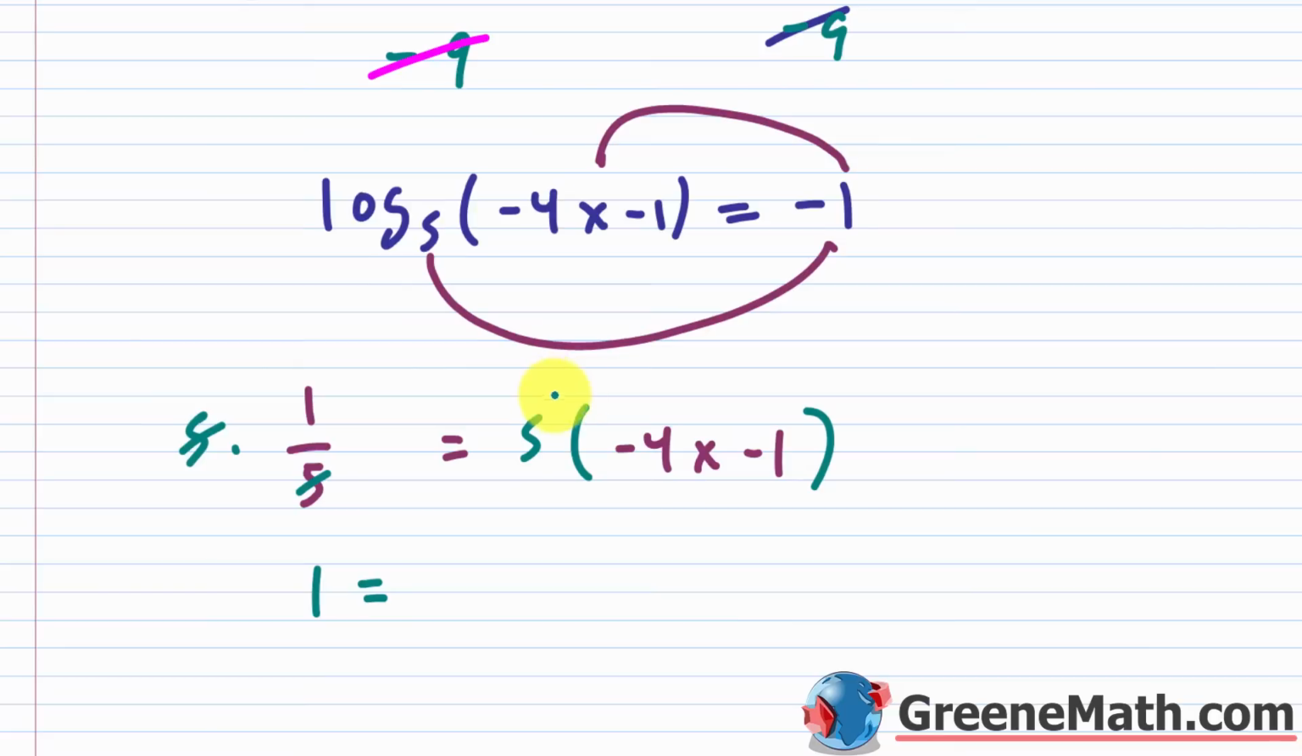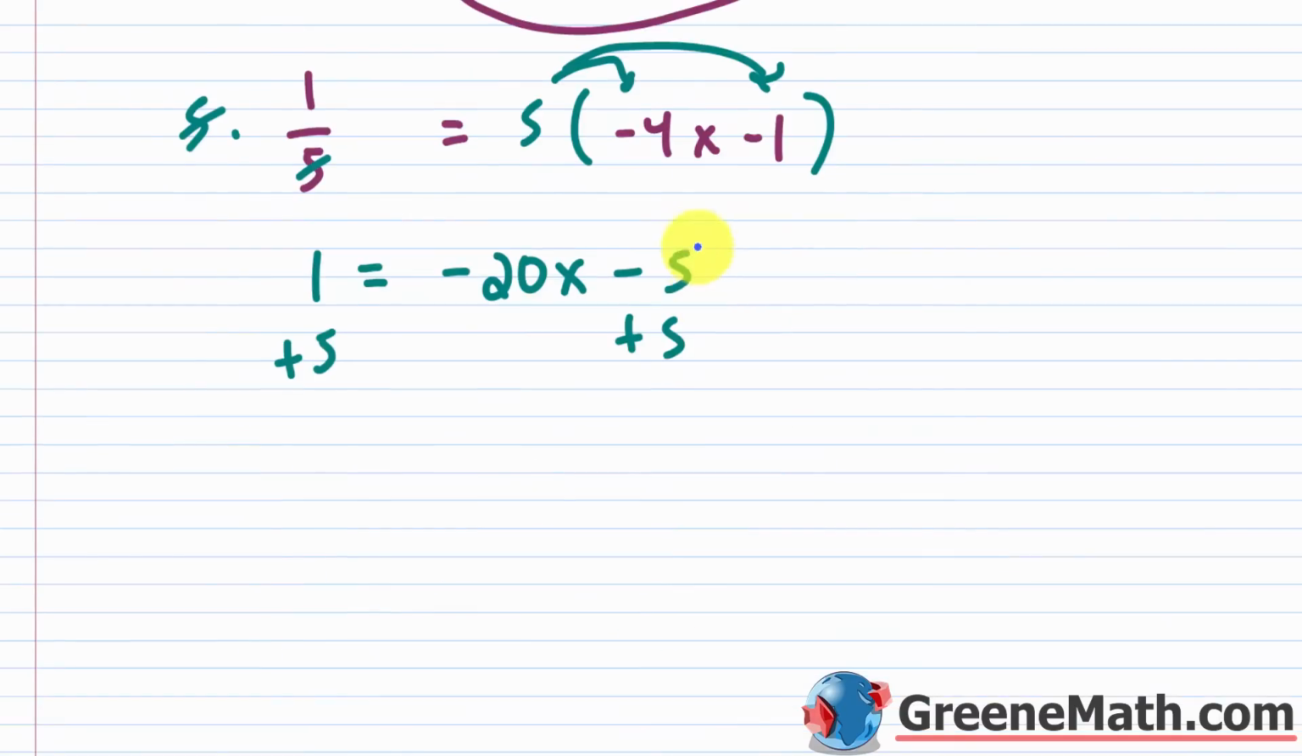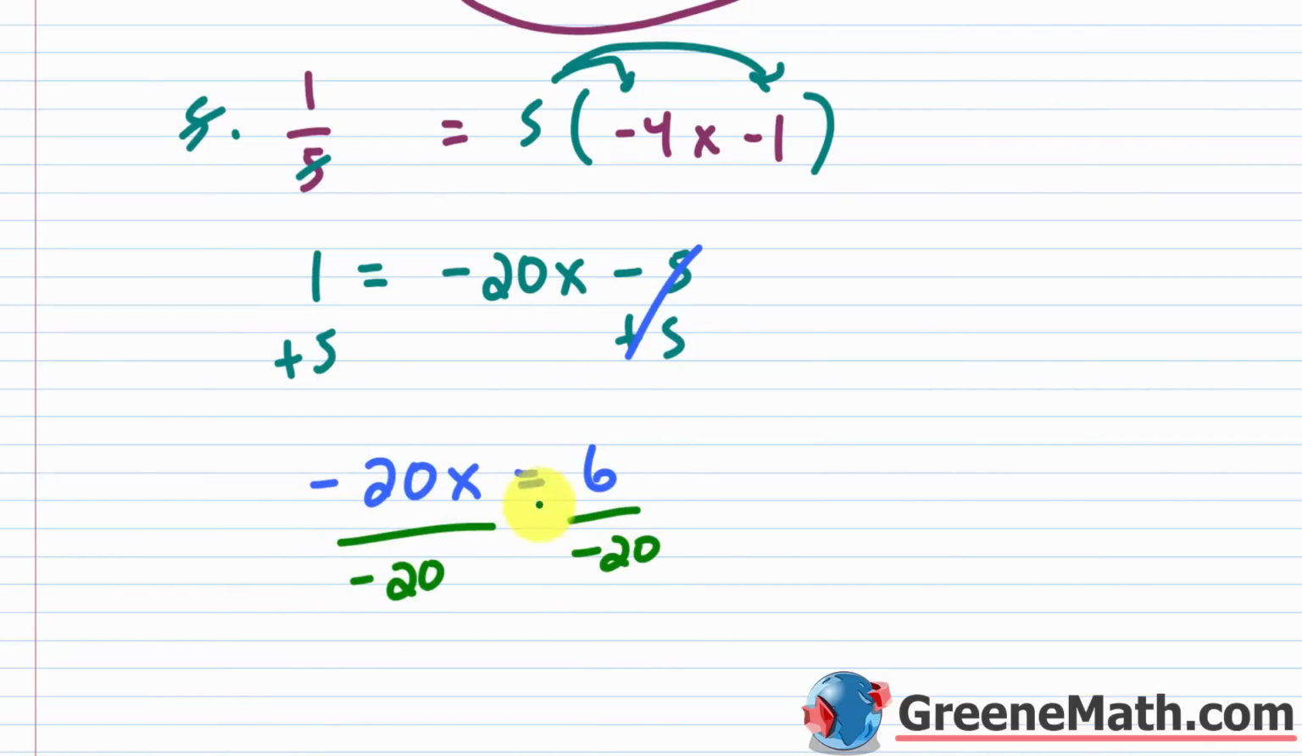So this equals, this needs to be distributed to each guy inside the parentheses. So 5 times negative 4x is negative 20x. And then 5 times negative 1 is negative 5. Okay, at this point, let me go ahead and add 5 to both sides of the equation. So this would cancel. 1 plus 5 is 6. So you're going to get negative 20x is equal to 6. Let me divide both sides of the equation by negative 20. So this would cancel. You get x is equal to positive over negative is negative.